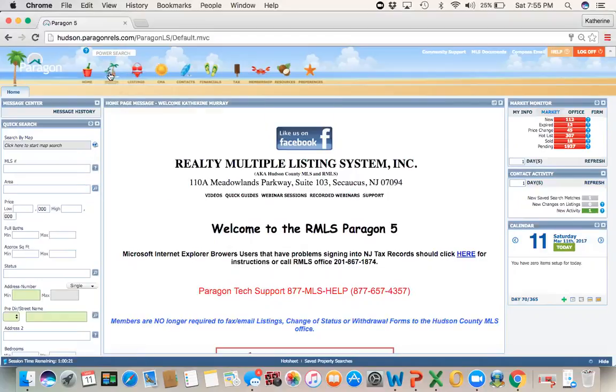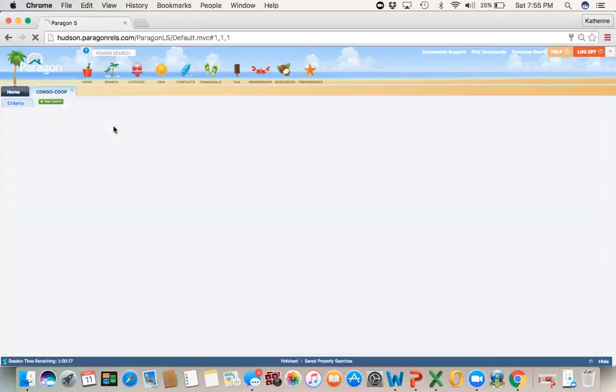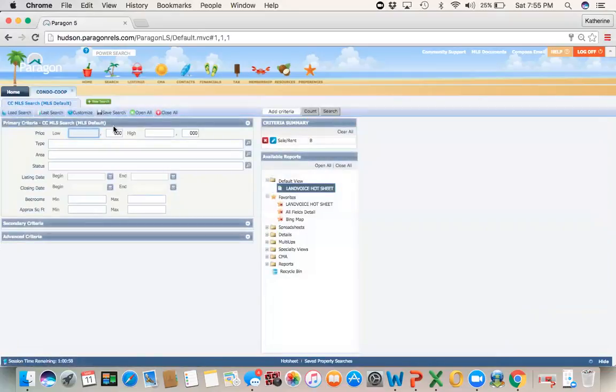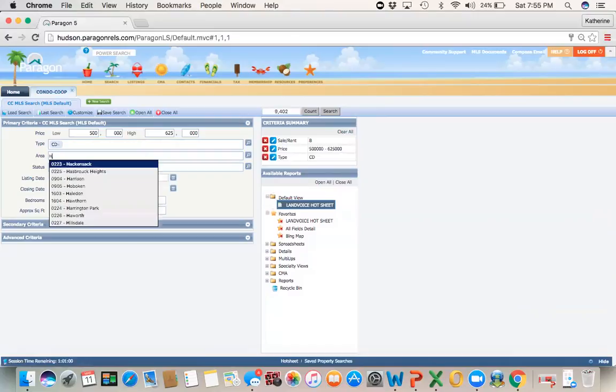Okay, so the property that we're going to look at is a condo. I'm going to pull up all the active condos, and you're going to see when I pull it up, we're going to say between, okay, you can just understand why I'm doing this. And then it's Hoboken.